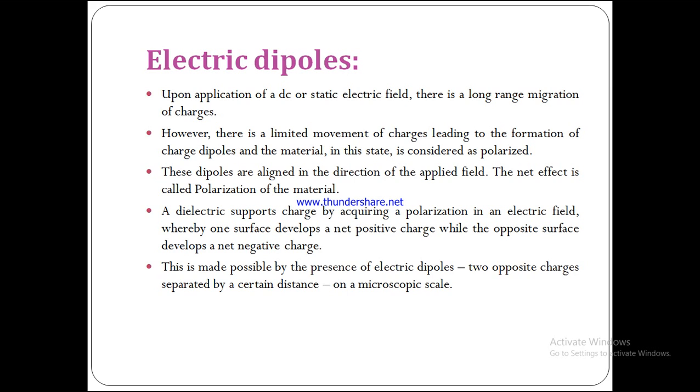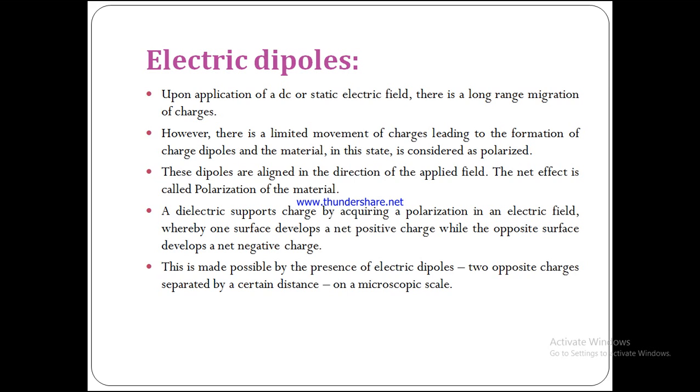That situation should be called polarization of the material. Now, when a dielectric supports charge by acquiring polarization in an electrical field, one surface develops a net positive charge, while the other develops a net negative charge. That phenomenon we can call electrical dipoles. Di means two, poles means the states or the stations.